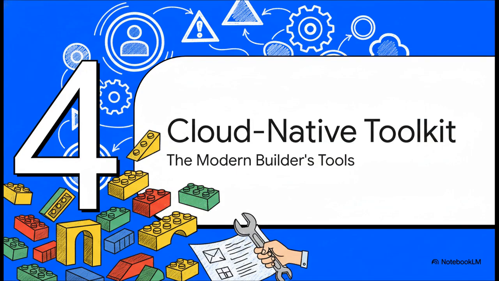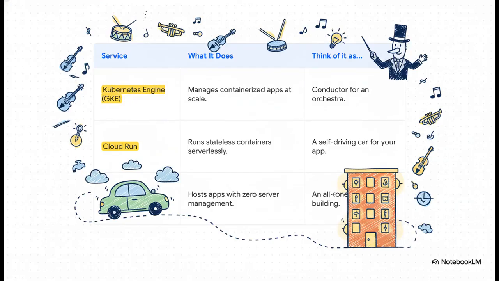Of course, you can't build a Lego tower without the actual Lego pieces. So let's take a quick look at the Modern Builder's Toolkit, using some examples from Google Cloud that make this whole thing possible. Now, don't worry about the technical jargon here. Let's just focus on the analogies because they make it really clear. Think of Kubernetes engine as the conductor for your whole orchestra of tiny services, making sure they all play in perfect harmony. Then you've got Cloud Run, which is kind of like a self-driving car for a piece of your app. It just goes where it needs to without you having to manage it. And App Engine. That's like an all-in-one apartment building that handles all the utilities for your app, so you can just focus on writing the code.